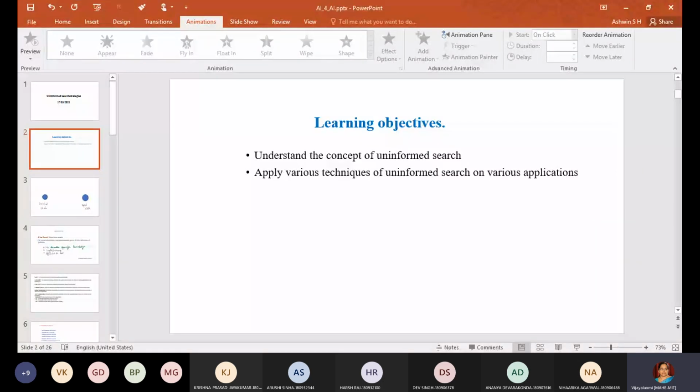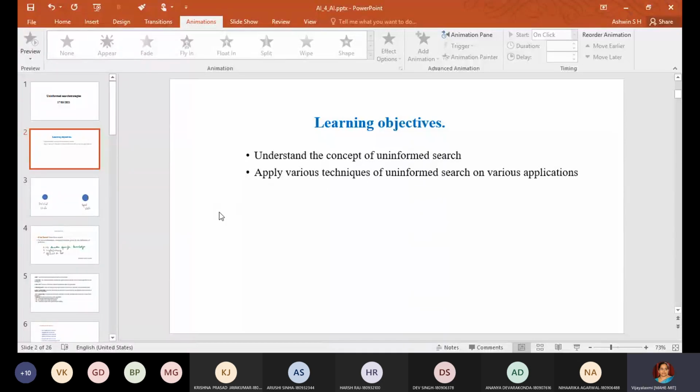Okay. So what are the learning objectives? You will be able to understand the concept of uninformed search. First of all, what is the meaning of uninformed search? Why do we need uninformed search? And the concept of this uninformed search. Then apply various techniques of uninformed search on various applications. You'll be in a position to apply these techniques for various applications.